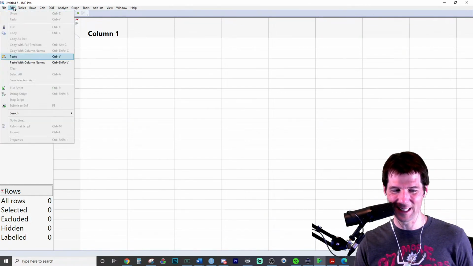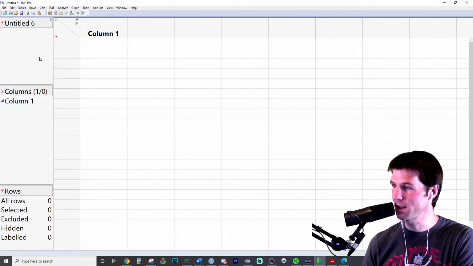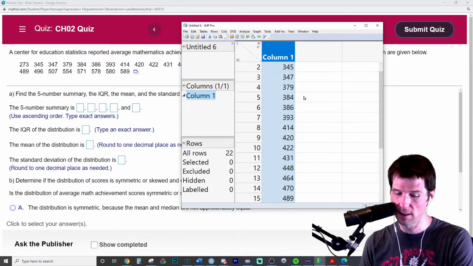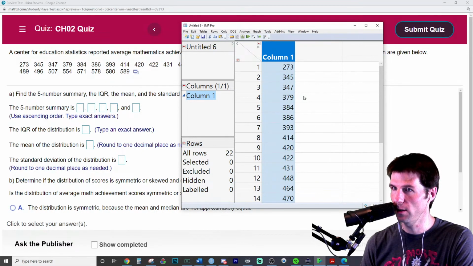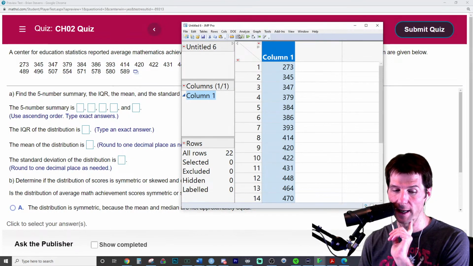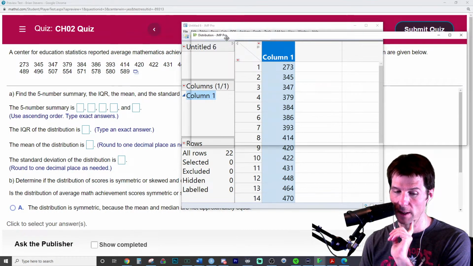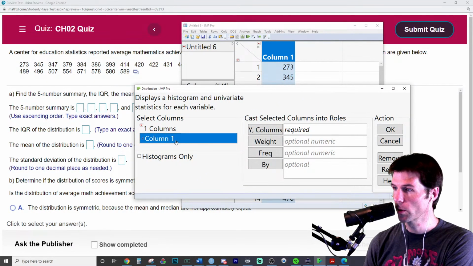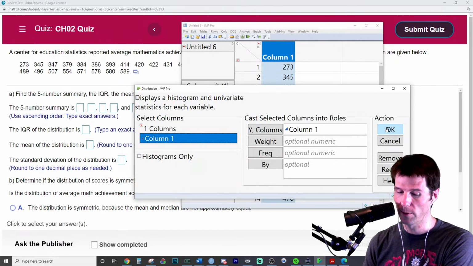And so let's go to Edit, Paste, and we're pasting in the data. This is not what I would solve by hand, and this is not a really fun one to enter into your calculator. Now, when we do the 5-number summary here, we're going to go to Analyze, Distribution. Analyze Distribution in JMP will let you analyze univariate data. We're going to double-click column 1 right here, and there we go.